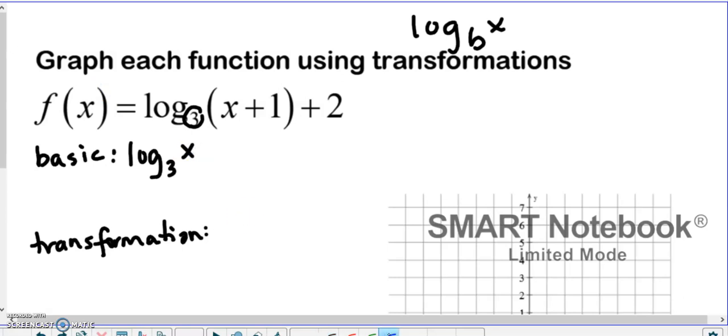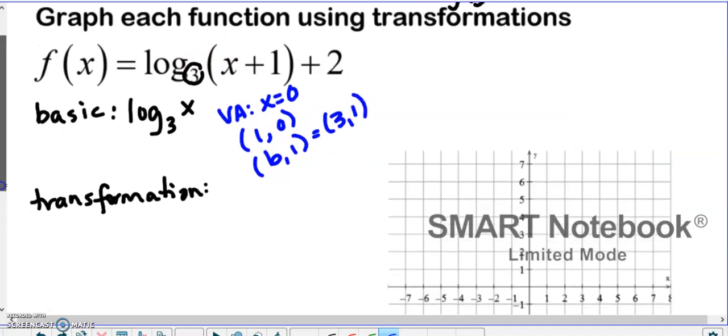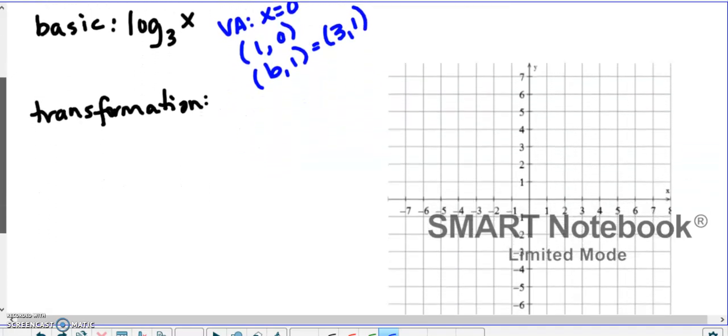And before we talk about the transformations, let's just graph this, right? We know that we have a vertical asymptote at x equals 0. We have a point not at (0, 1), but (1, 0). And we have a point not at (1, b), but (b, 1). And in this particular problem, b is 3. That's our base. So you do your graph, I'll do mine, and then we'll reconvene.